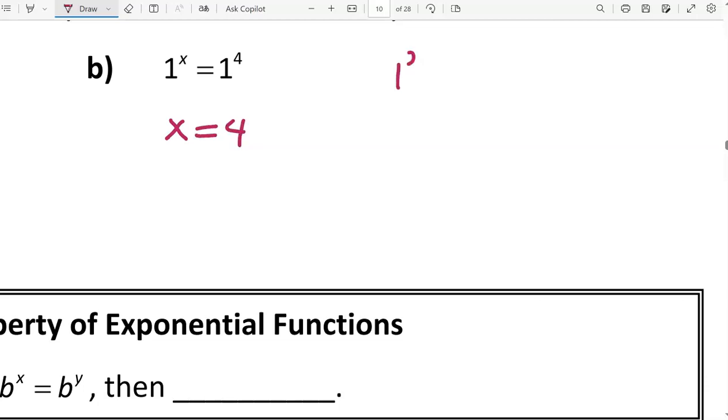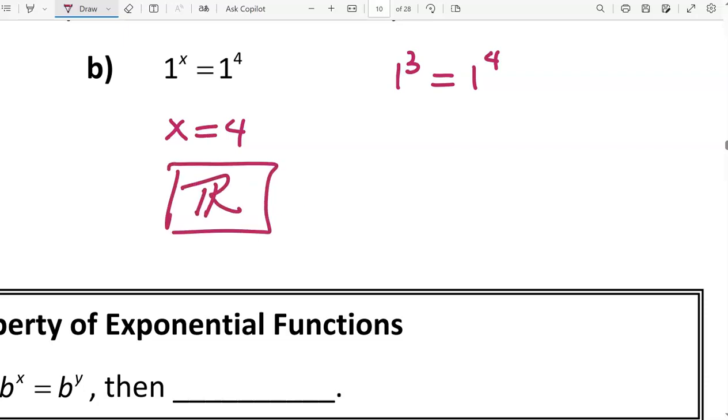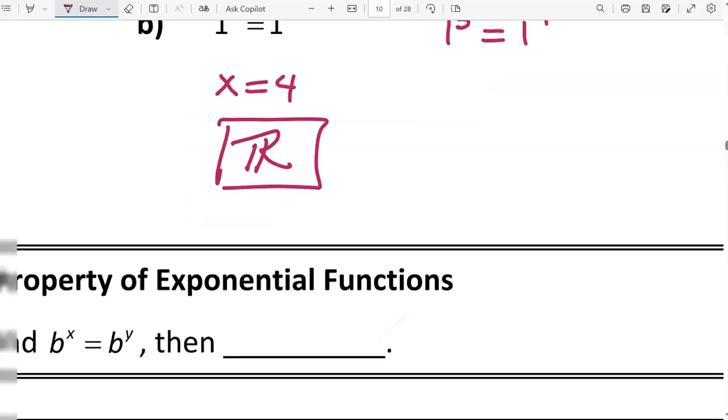However, 1 to the 3rd power is equal to 1 to the 4th power because 1 raised to any power is 1. So there are an infinite number of solutions, or all real numbers are solutions to this equation. And that's because we have the boring base of 1. 1 raised to any power is 1, and so therefore when we consider exponential functions, we really won't work with a base of 1 because of that property.